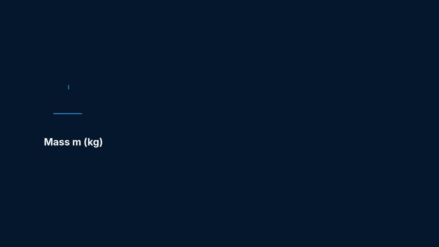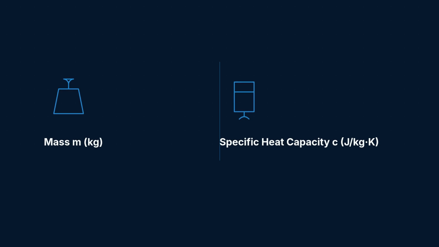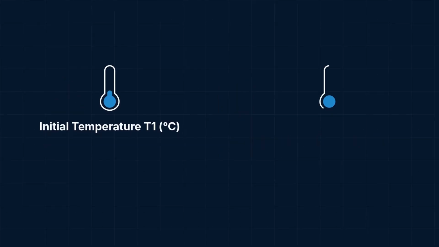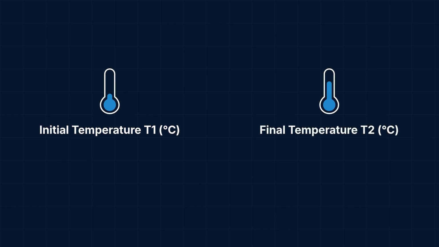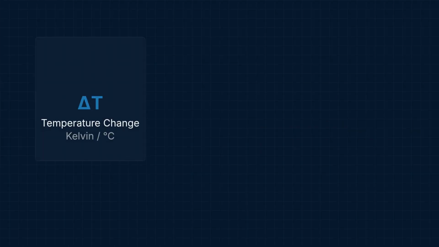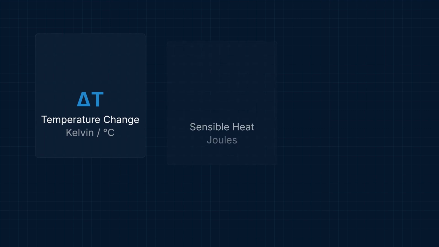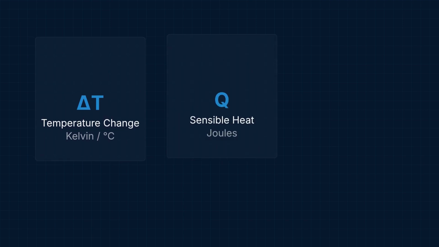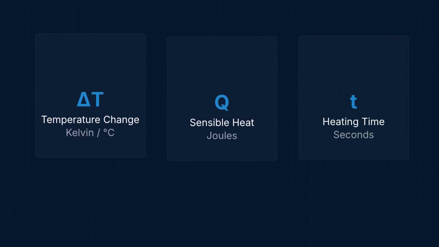Next, we have mass M in kilograms, specific heat capacity C in joules per kilogram Kelvin, initial temperature T1 in degrees Celsius, and final temperature T2 in degrees Celsius. There's also temperature change delta T in Kelvin or degrees Celsius, sensible heat Q in joules, and heating time T in seconds. Let's work through an example.